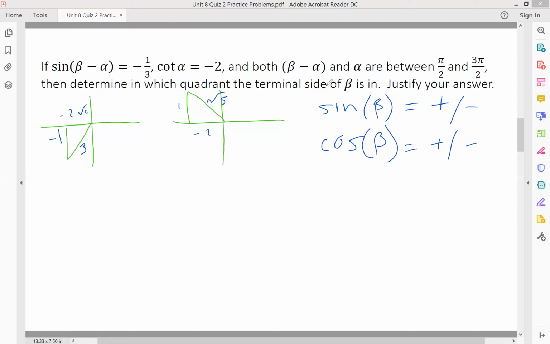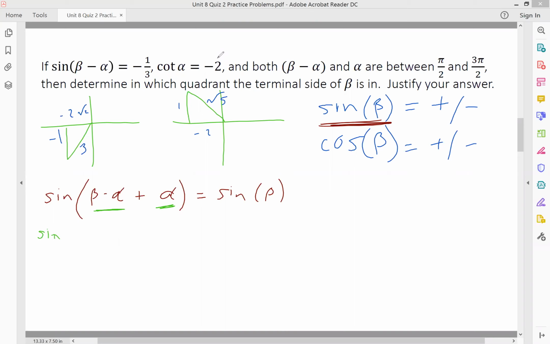Okay, so in order to do that, we're going to do our sum of angles laws, but we're going to use beta minus alpha as one of our angles, and the other angle is alpha. Because when I do beta minus alpha plus alpha, these two alphas are going to equal 0, and I'll get sine of beta. So I'm using the sum of angles on this portion by breaking it up into beta minus alpha and alpha.